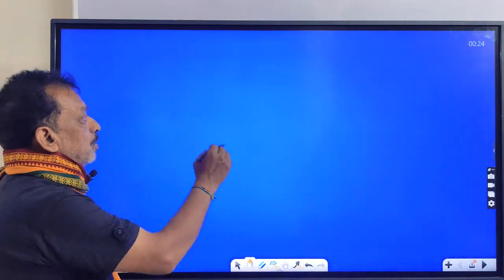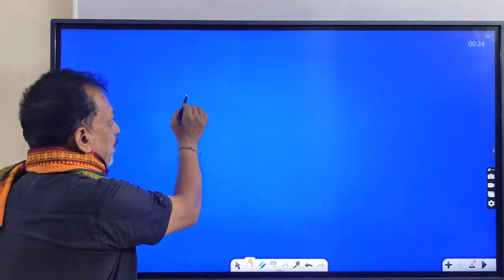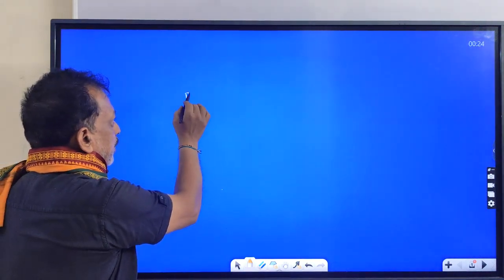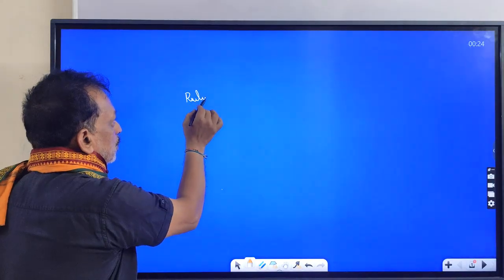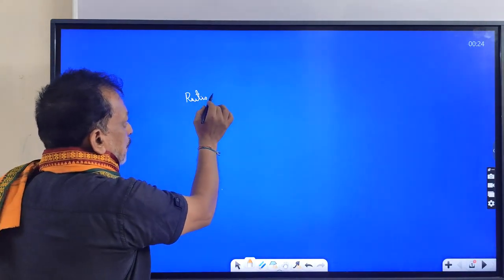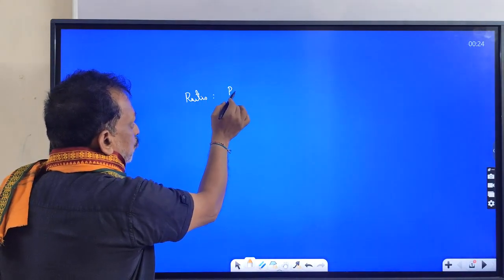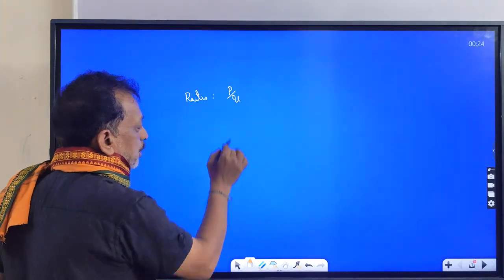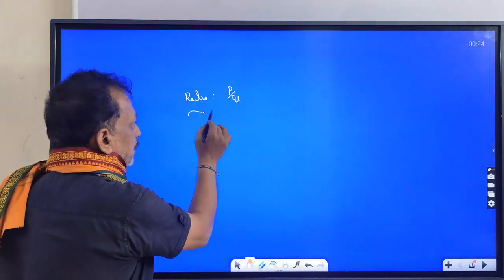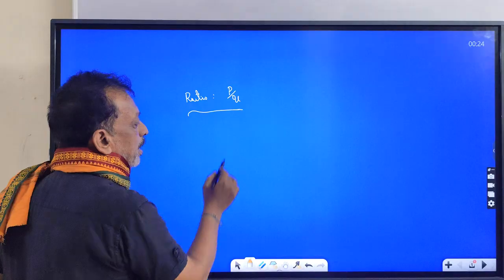Right. So the ratio form, P by Q. This P by Q is more important in our calculations.